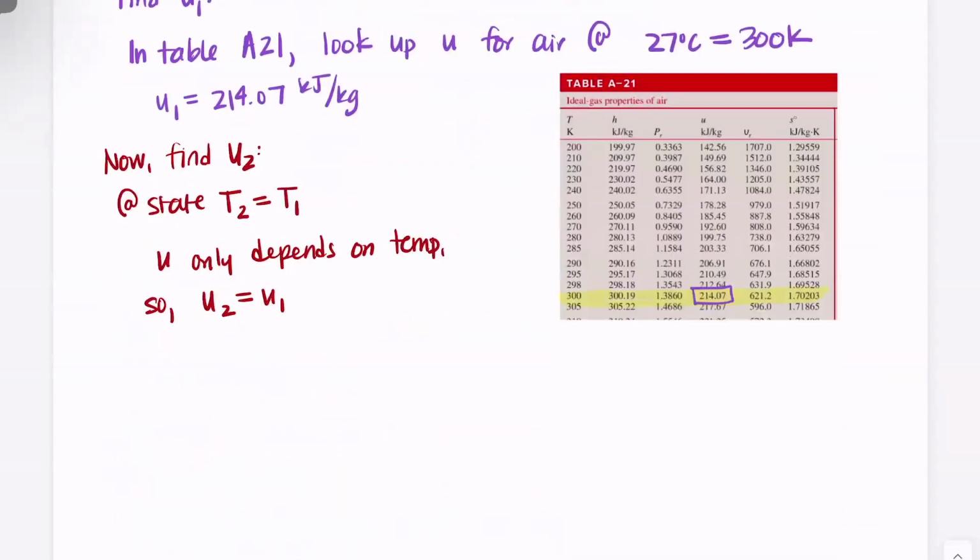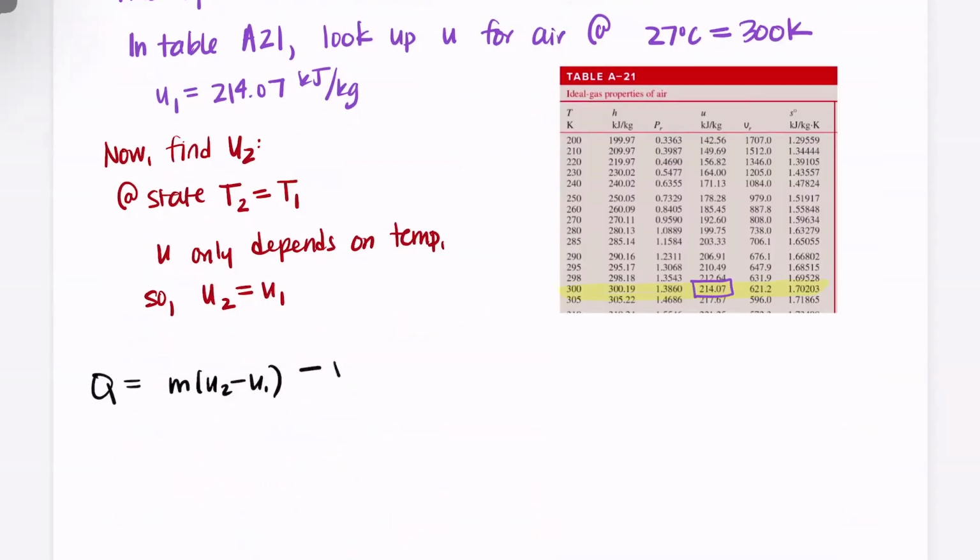So because of that, that entire term just goes away. So we have Q is equal to M times U2 minus U1 minus W shaft in plus WB. So this term goes away since U2 equals U1. Does that feel okay for everybody? Okay.